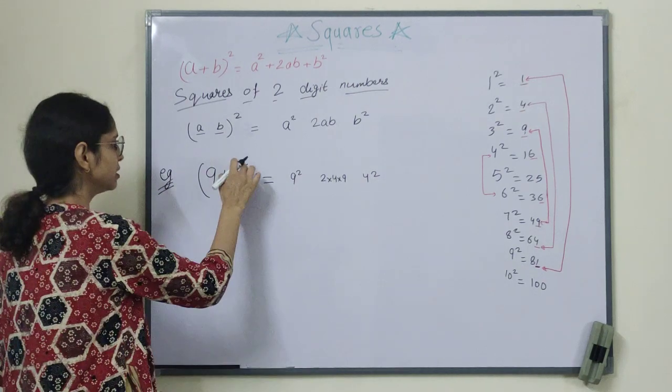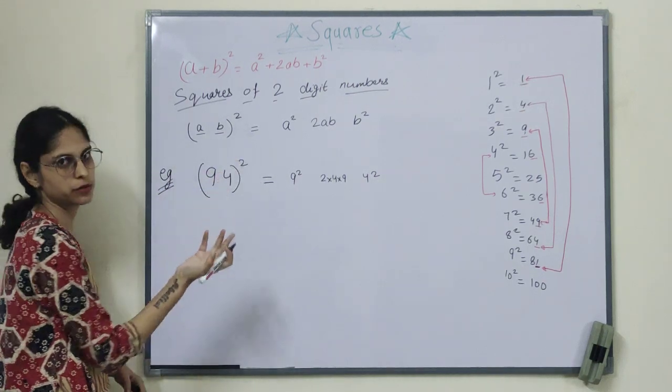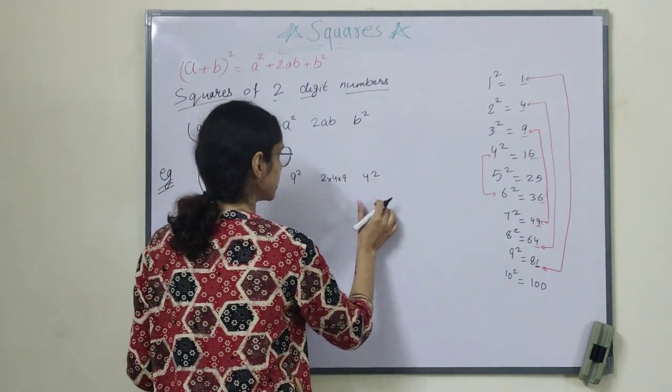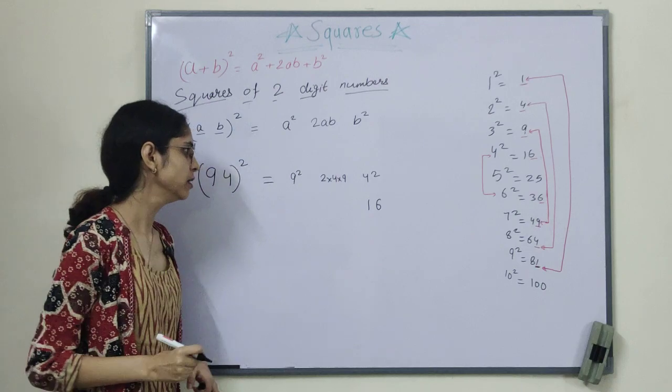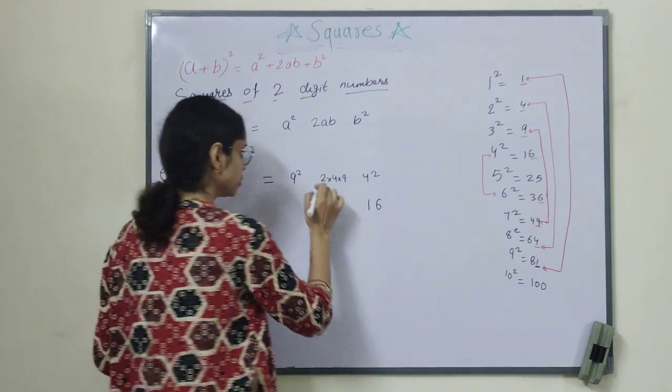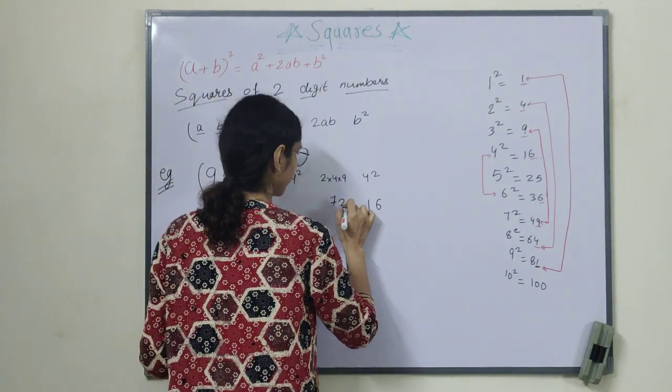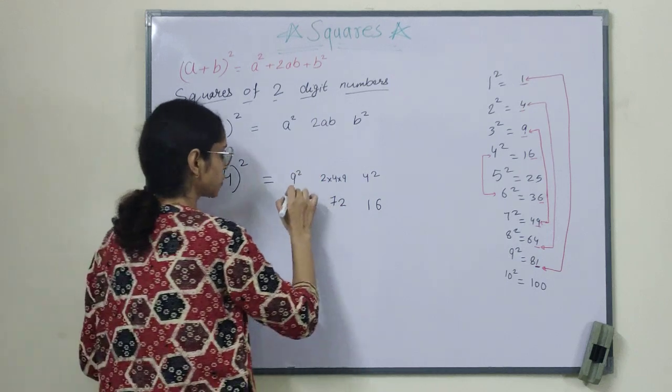Why all three numbers together? Because there will be 2 and there will be these two numbers. Alright. Now 4 square is how much? 4 square is 16. 2 times 4 times 9, 8 times 9 is 72. So this is 72. 9 square is how much? 9 square is 81.